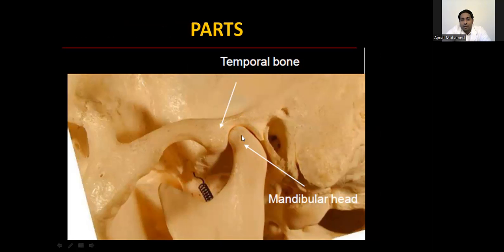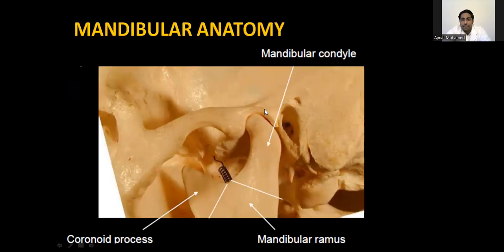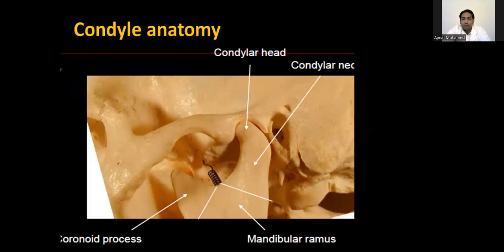The head of the condyle, the superior portion of the condyle, articulates in this fossa, and this is called the glenoid fossa. So this is an anatomical picture of the condyle, which shows the condyle, and below there is the ramus. This is the head of the condyle, and this is the neck of the condyle.